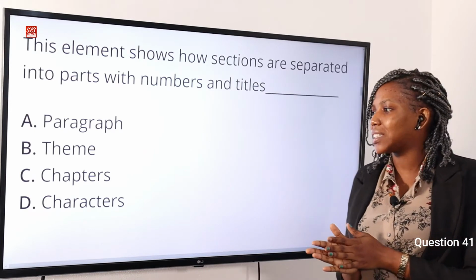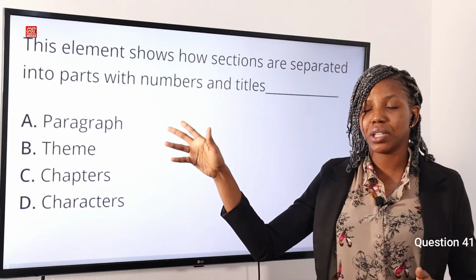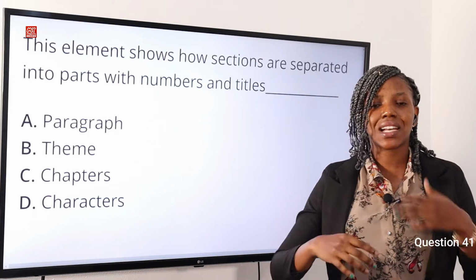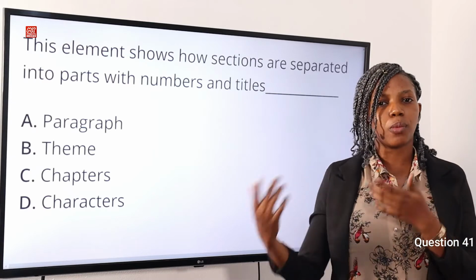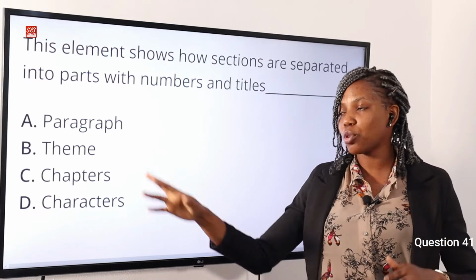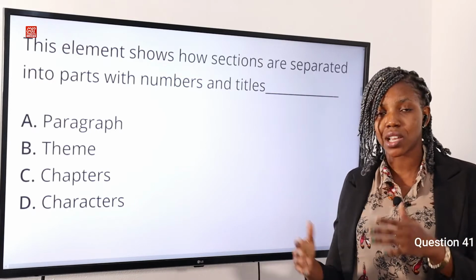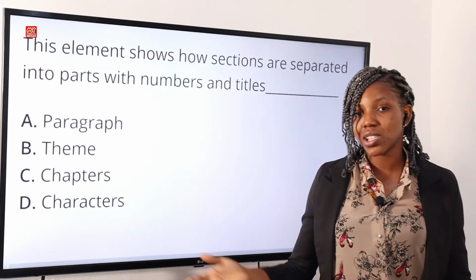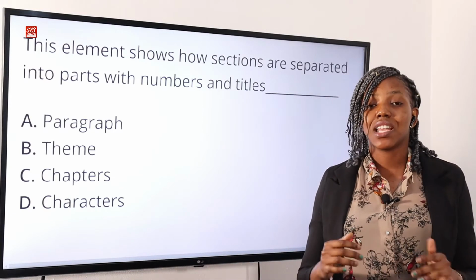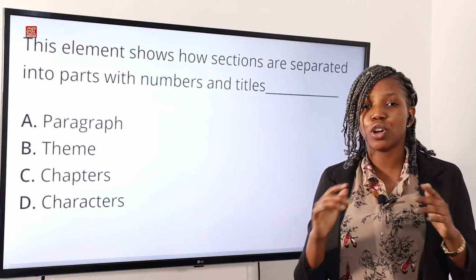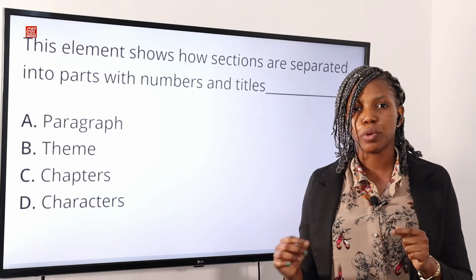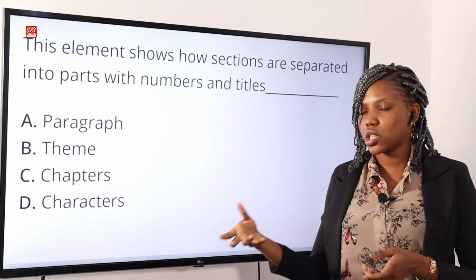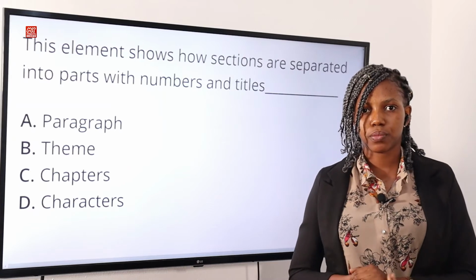So we see that chapter best contains all of these elements, as opposed to paragraph. A paragraph is segmented, it can be numbered, but it doesn't come with a number. That's the difference. Theme, you can number your themes in a text, but it doesn't necessarily come with numbers. But chapters come with numbers, and they have titles. They might not be written on top. Not all prose texts have their titles written on top, but you can draw a conclusion from each of the chapters. So option C is the correct answer to this question.